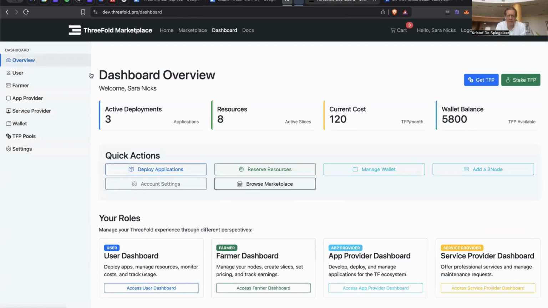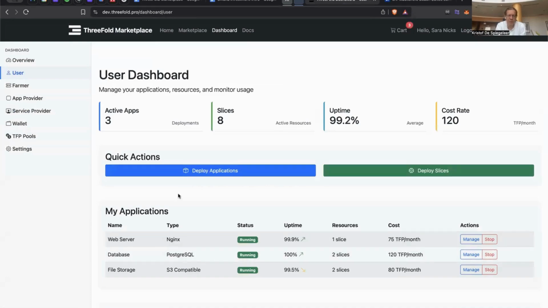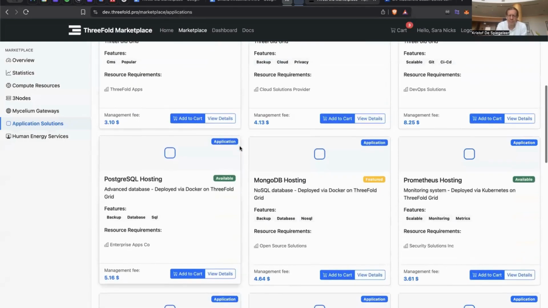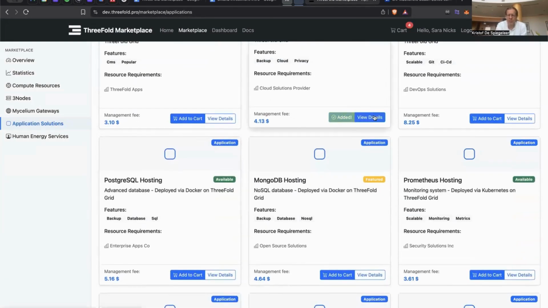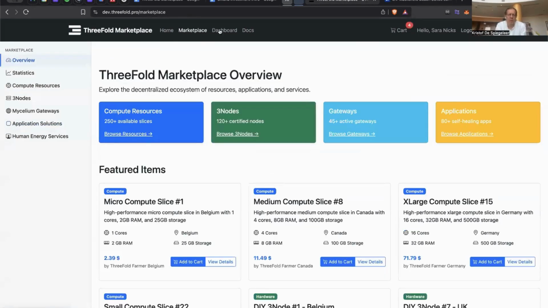So this is my dashboard. Basically, it allows me to see all my different roles as a service provider, as a user as well. Of course, as a user, I can deploy applications, I can get slices, I can add them to cards, I can see the details, all of that, right? So that was the dashboard.